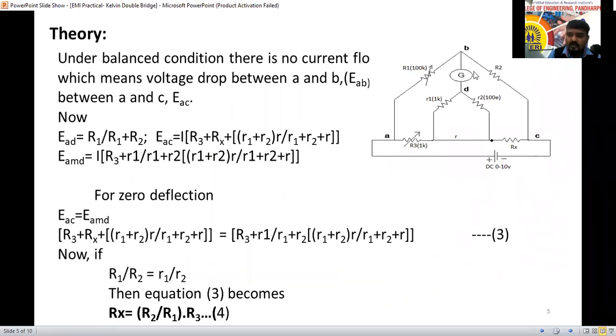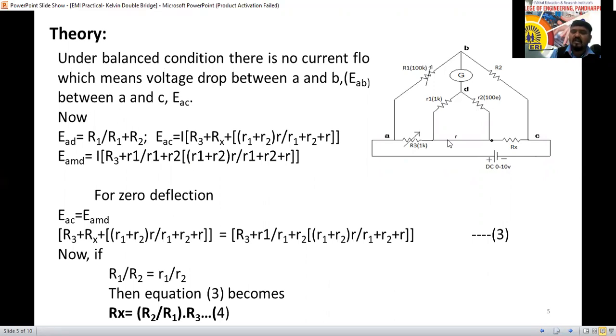The galvanometer is connected in between the points B and D here. If the voltage drop, the potential difference between AB and AD is equal, then the galvanometer is said to be balanced. Or BC to DC is equal, then the bridge is balanced. We can tell that. Or AC and AD, that one also we can tell the bridge is balanced.